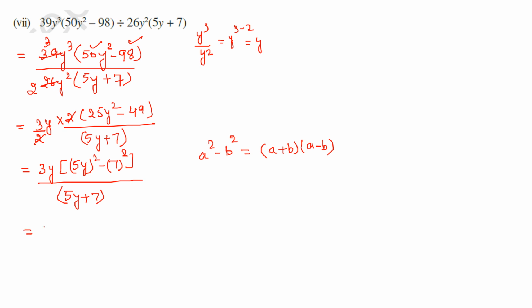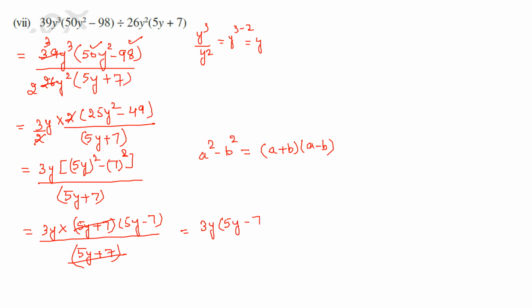So this will be equal to 3y times 5y plus 7 into 5y minus 7, divided by 5y plus 7. Now I can reduce 5y plus 7 from both numerator and denominator. So my answer will be 3y multiplied by 5y minus 7. So this is the seventh question. So I have completed exercise 12.3 now.